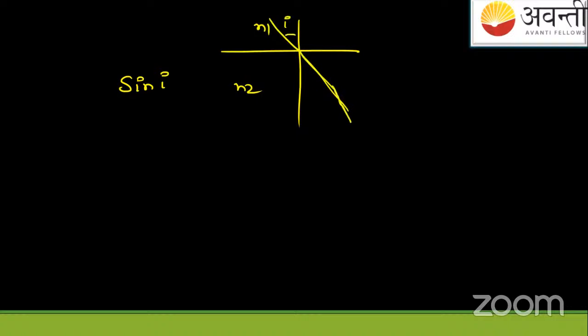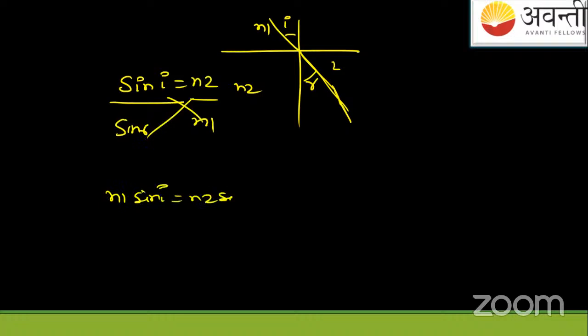See, always remember, if you're considering two media like this, N1 and N2, and this is the normal. If this is the angle of incidence, this will be the angle of reflection. Let us take this up to the second medium's angle. So you write like this. That's why we make the application formula, no? N1 sine i, N2 sine r.